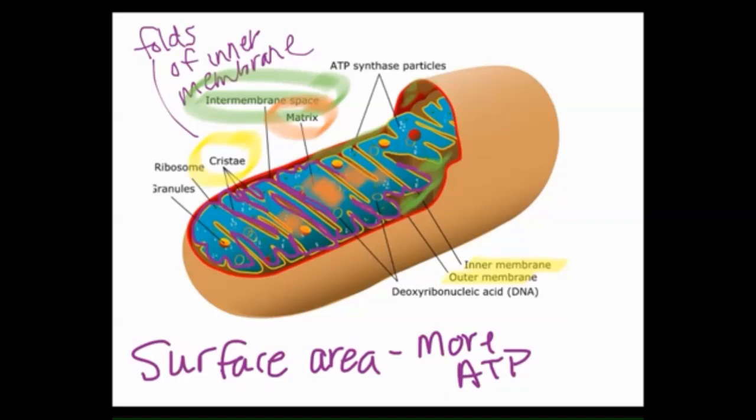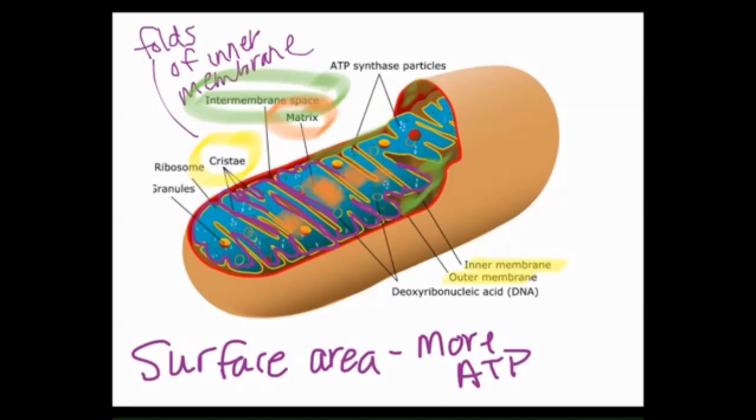The reason I mention these spaces is because they become very important when we're looking at the process of cellular respiration. And so you can see that the inner membrane really divides these two spaces. It divides the inside-most matrix from the intermembrane space, which is between that inner and outer membrane.